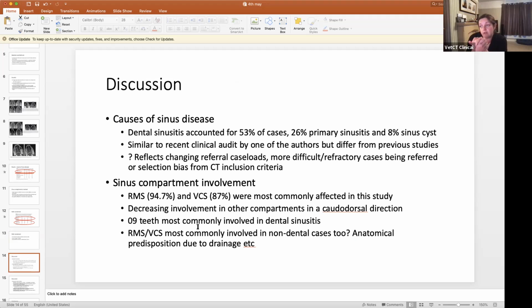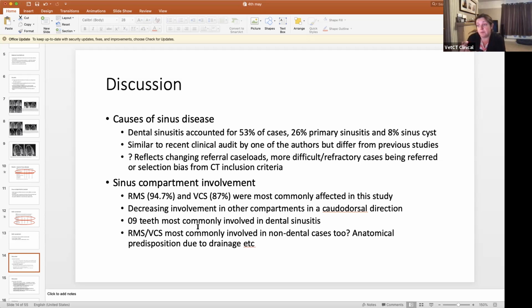So going on to the discussion, causes of sinus disease, dental sinusitis accounted for 53% of cases, 26% were just a primary sinusitis, be that subacute or chronic, and then 8% were sinus cysts, which was similar to a recent clinical audit, which isn't published, which was undertaken at Edinburgh, but it does differ from previous studies, which had a higher degree of primary sinusitis. They hypothesized that this might reflect the change in referral caseloads, whereas people are more likely to treat primary sinusitis at home and refer more difficult or refractory cases, or that the centres only CT the more difficult or refractory cases.